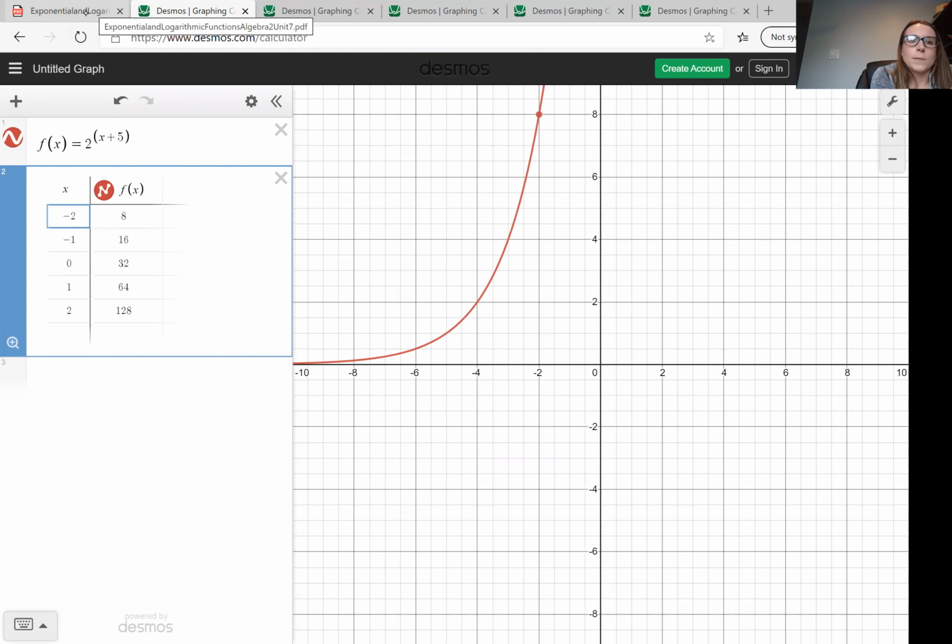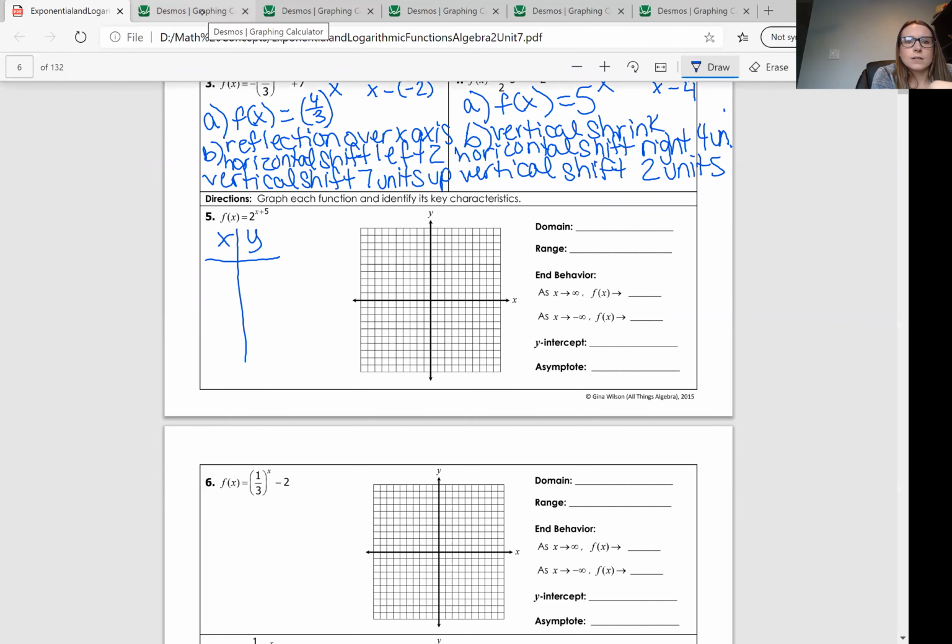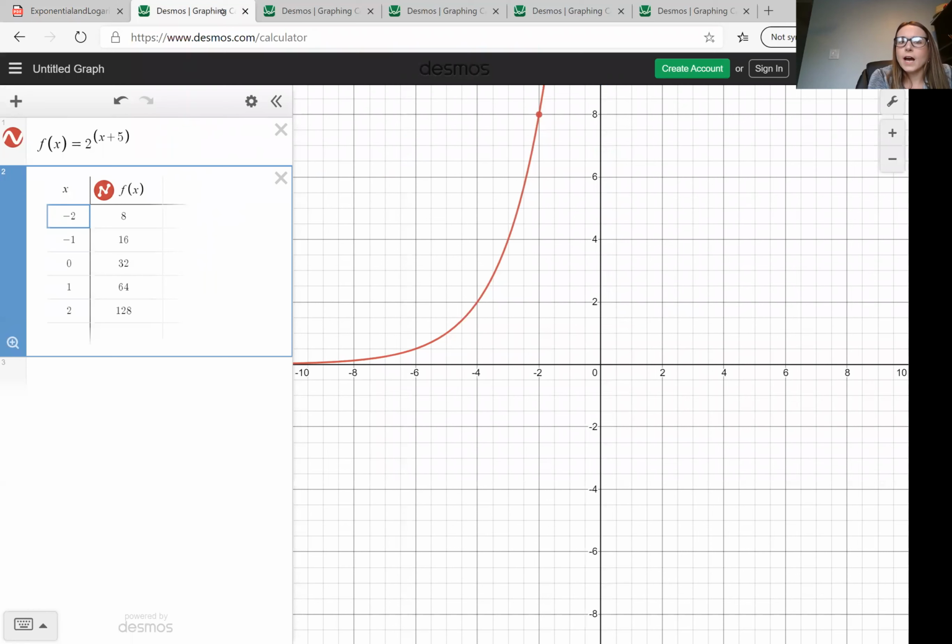I'm going to make my table. Before I actually do that, if I look, I would only be able to plot one of these points on our graph. So I want to make sure that I choose numbers over here that I can put on the graph.